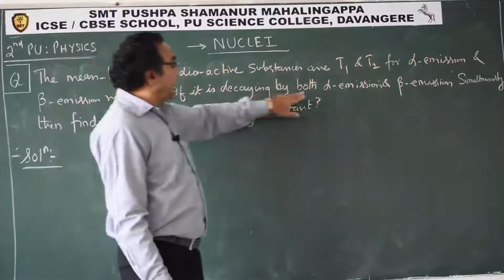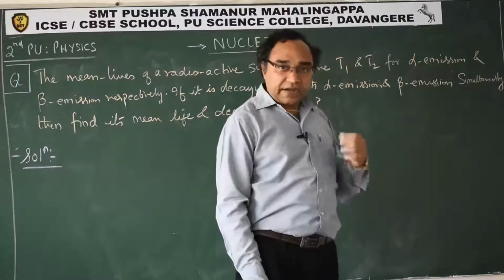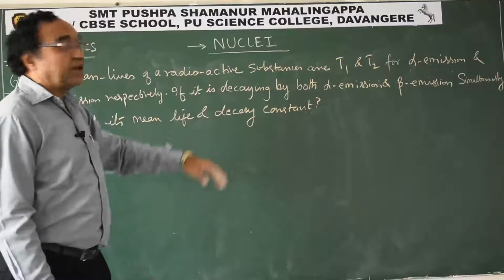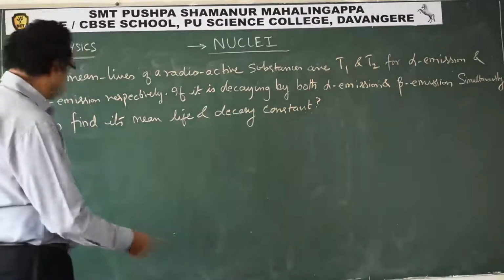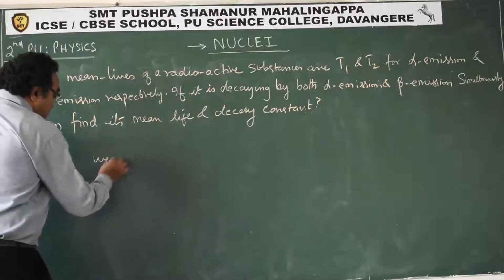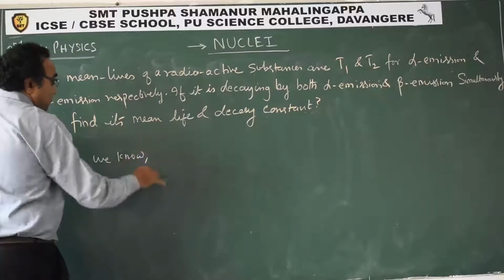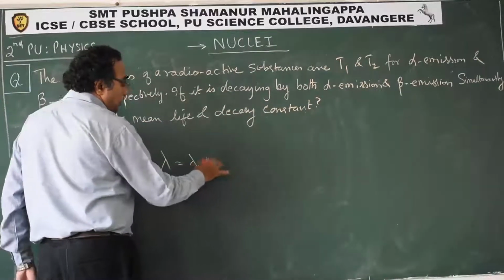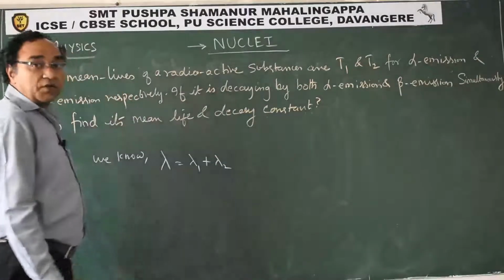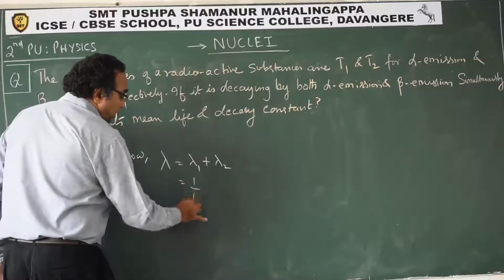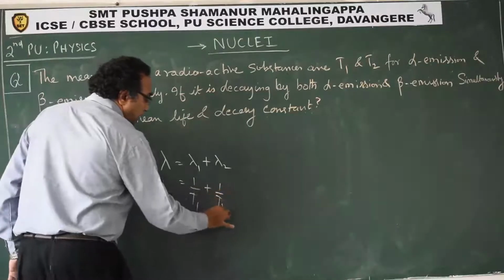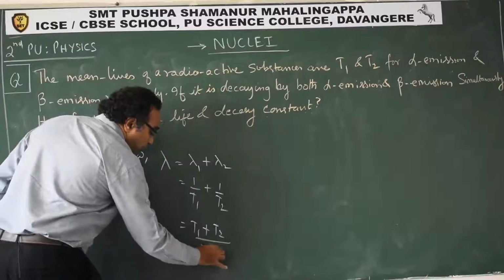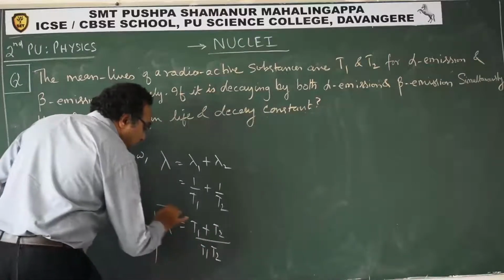If it is decaying by both alpha emission and beta emission simultaneously, then find its mean life and decay constant. Well, now we know the decay constant will be for both. So that is 1 by T1 plus 1 by T2, that is (T1 plus T2) by T1 T2. This is the decay constant.